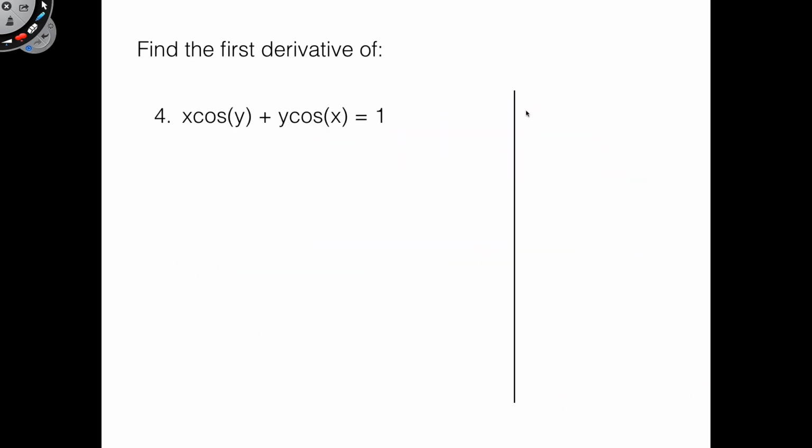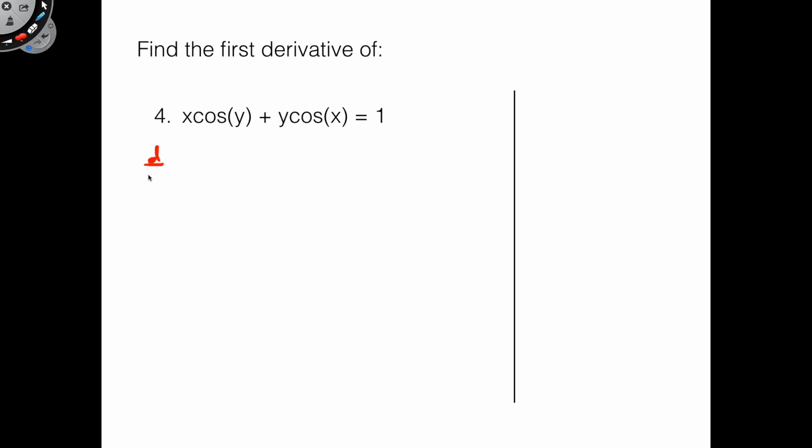So in this example, we're going to be using implicit differentiation. The reason for that is just because we have y's and x's in the mix. Okay, so let's go ahead and derive each part of this. So we start, as I just said, by taking the derivative of each part.